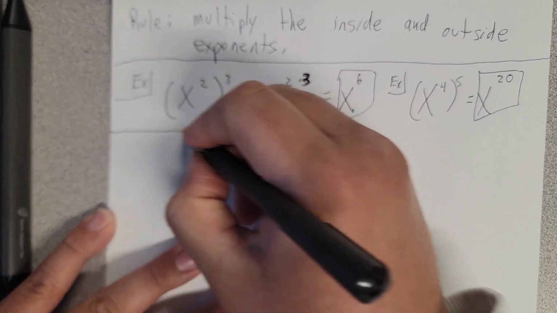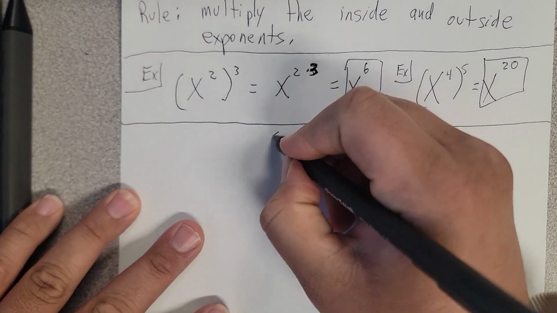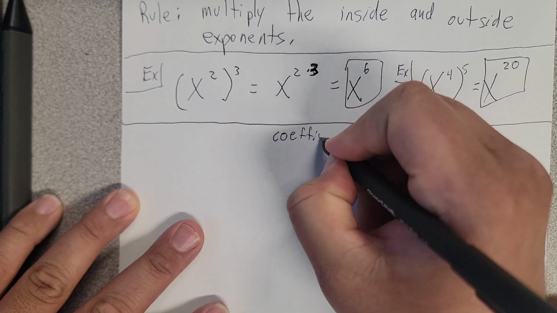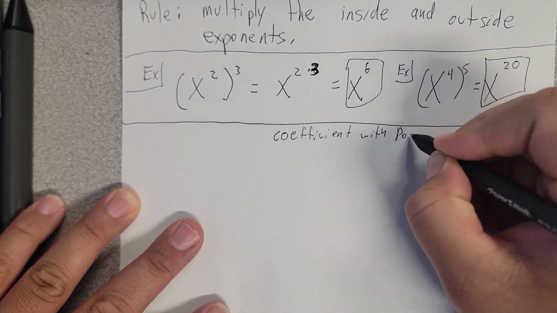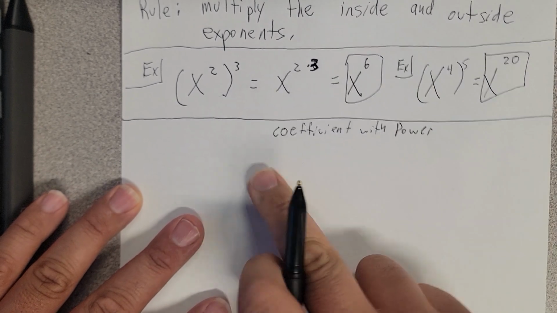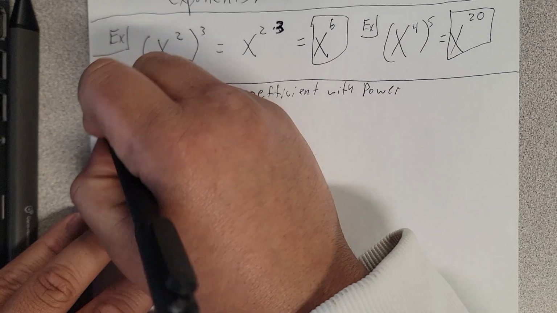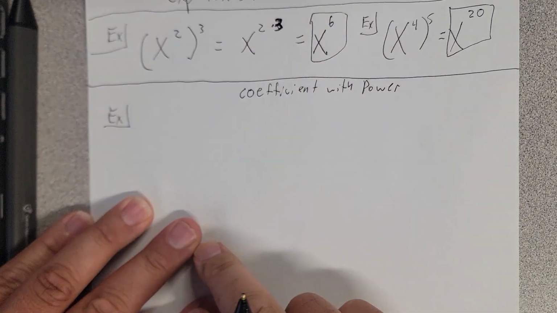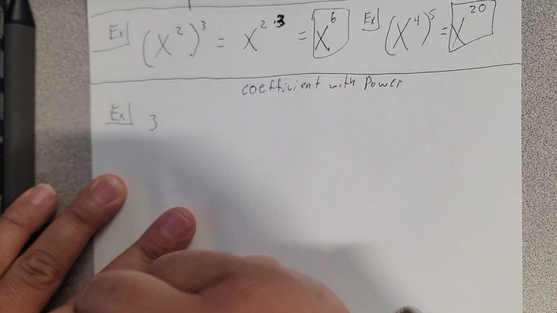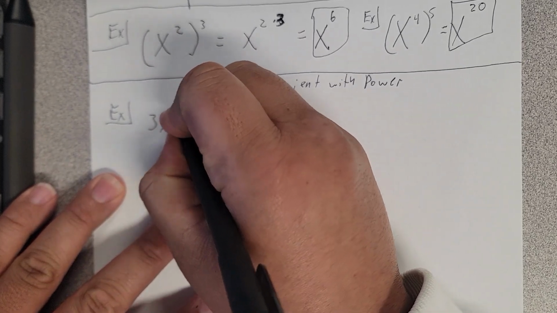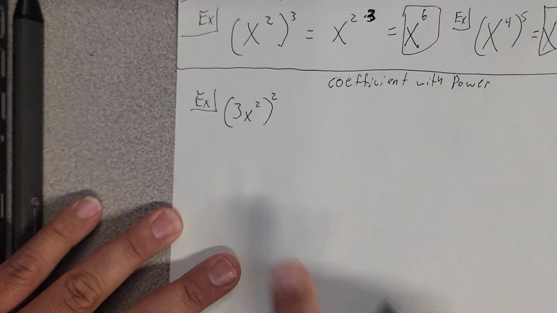Now draw a little line right here. We're gonna do it with numbers now. So put coefficient with power. So now we're going to be detailed again. We're going to write it. I want you to put 3x squared in parentheses like that, and then I want you to put a little squared. So we have 2, 2.